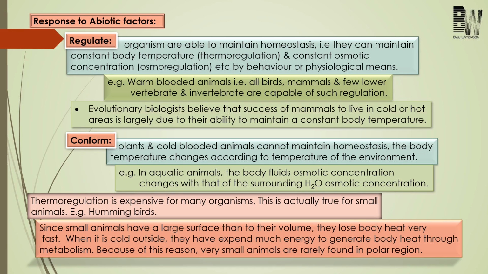Next, come to regulator. So these are the organisms which can maintain homeostasis. That means regulators are those organisms which can maintain constant body temperature as well as what? Constant osmotic concentration. And regulators are usually represented by warm-blooded animals just like birds and mammals. And even some lower vertebrates and invertebrates can also maintain homeostasis.